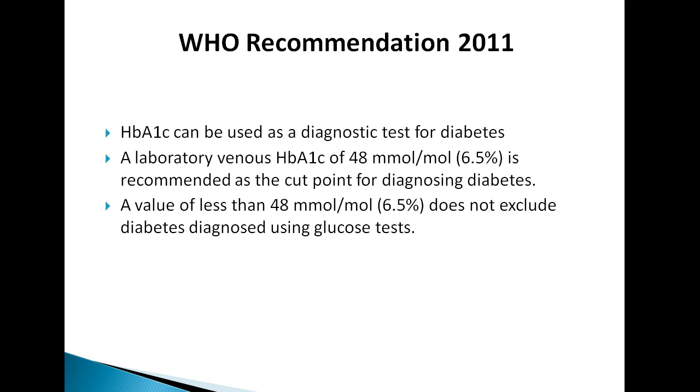So for the WHO recommendation in 2011, HbA1c can be used as a diagnostic test for diabetes. HbA1c is the value that can predict whether you have good control in diabetes or not. So a laboratory venous HbA1c of 6.5 is recommended as the cut point for diagnosing diabetes. More than 6.5 means that you are not in good control, and less than 6.5 means that you are in good control of your diabetes mellitus.